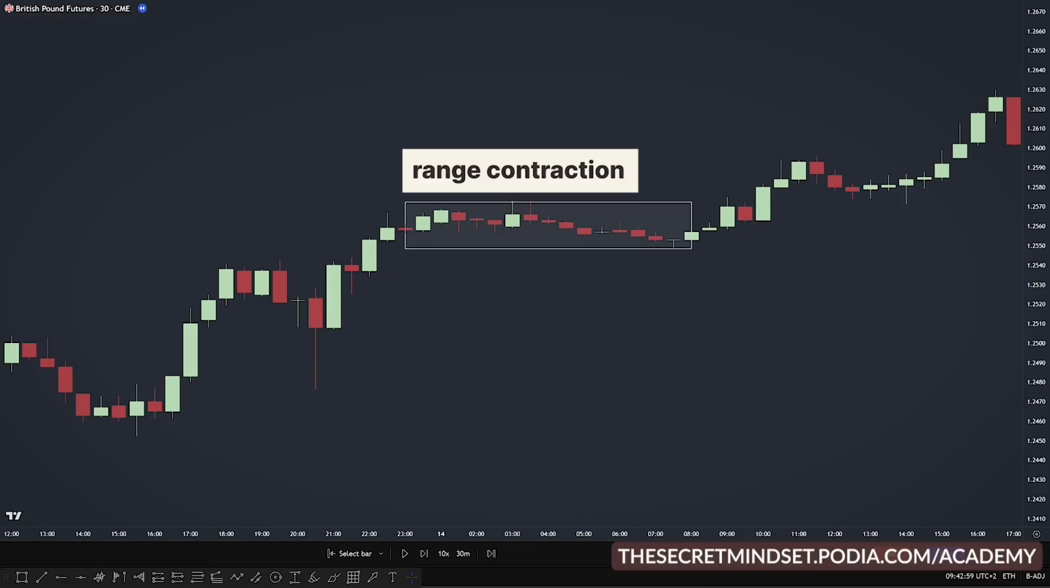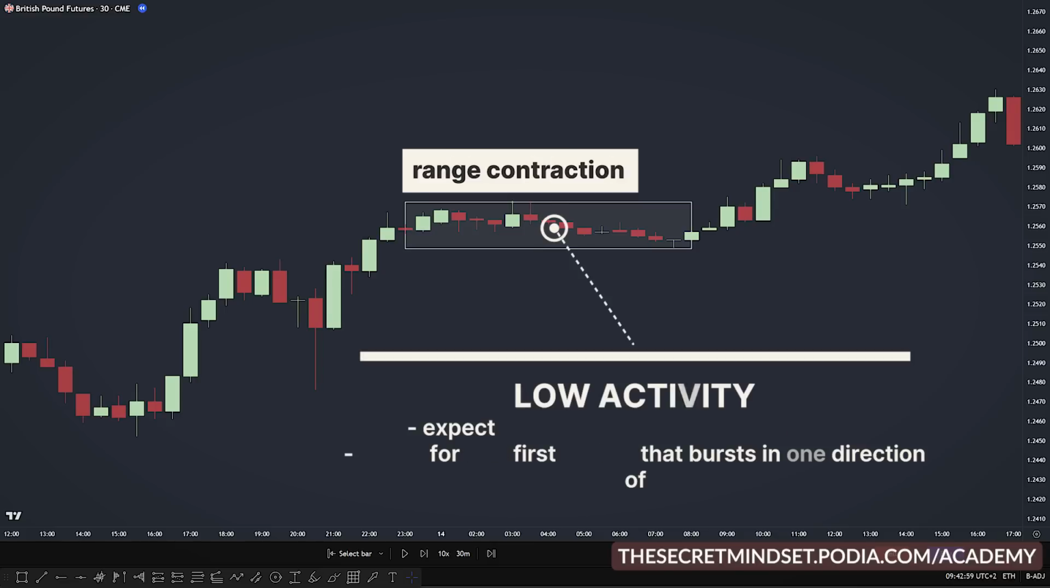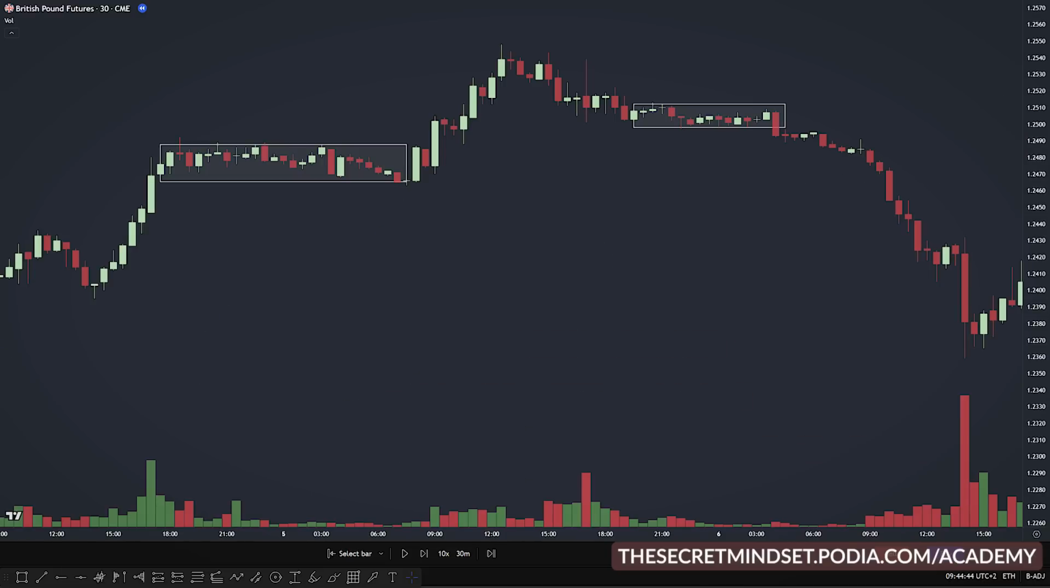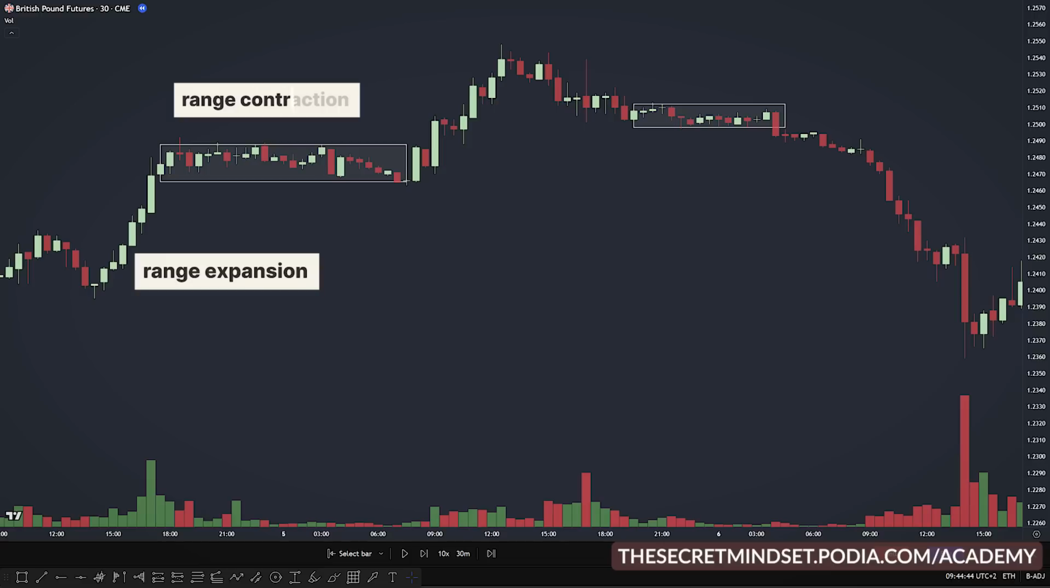Some traders anticipate a breakout from such quiet stages. They keep watching for that first big bar that bursts in one direction. That bar can bring energy, hooking new orders into the market. Others remain cautious, unsure if the quiet phase will continue. Sometimes the quiet phase drags on, frustrating those who wait for a spark. Seeing expansions or contractions in the bar range helps judge market tempo.